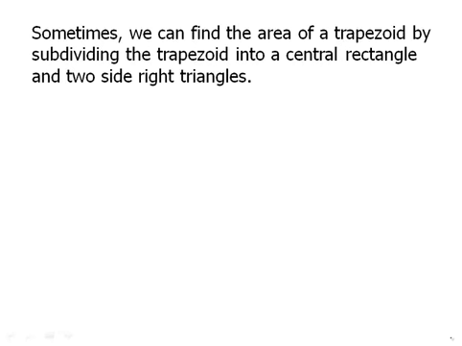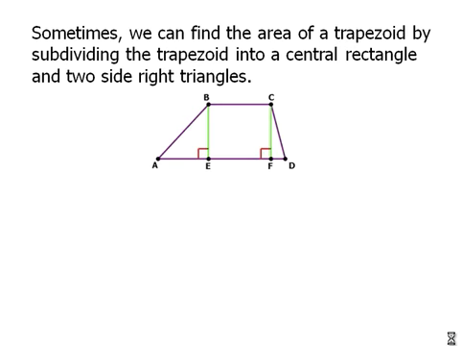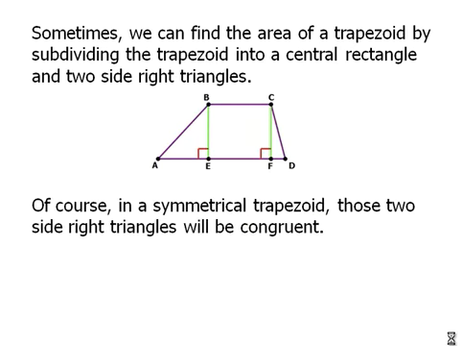Sometimes we can find the area of a trapezoid by subdividing the trapezoid into a central rectangle and two side right triangles. So this is often what the test will have us do. We have two side right triangles. We can find information about those with the Pythagorean theorem, and that will allow us to solve for everything and find all the areas. And of course, if it's a symmetrical trapezoid, those two side right triangles will be congruent, which makes things even easier.